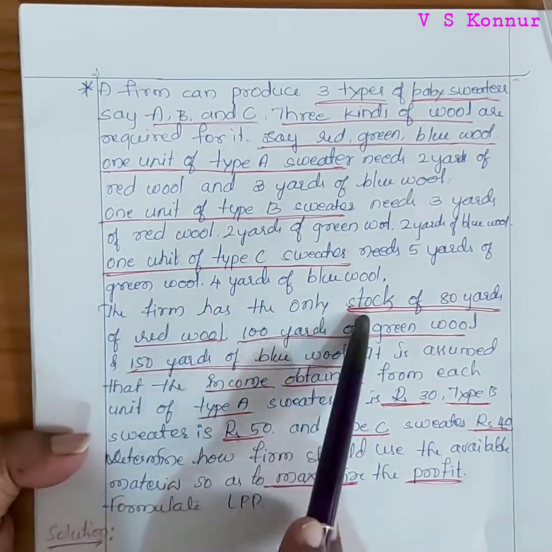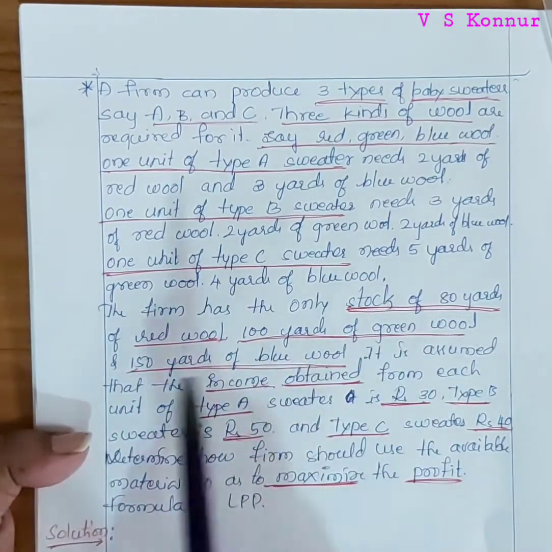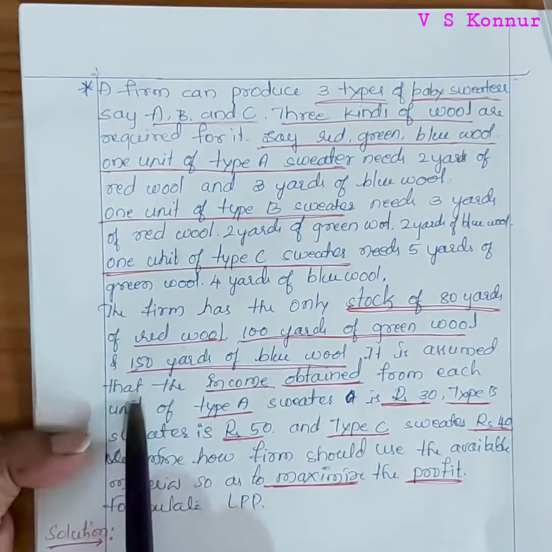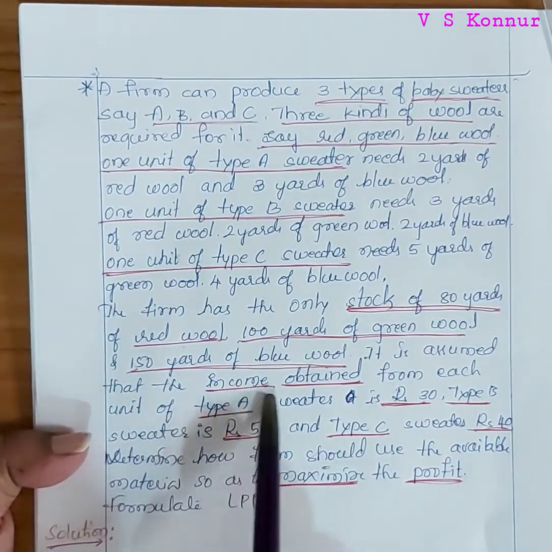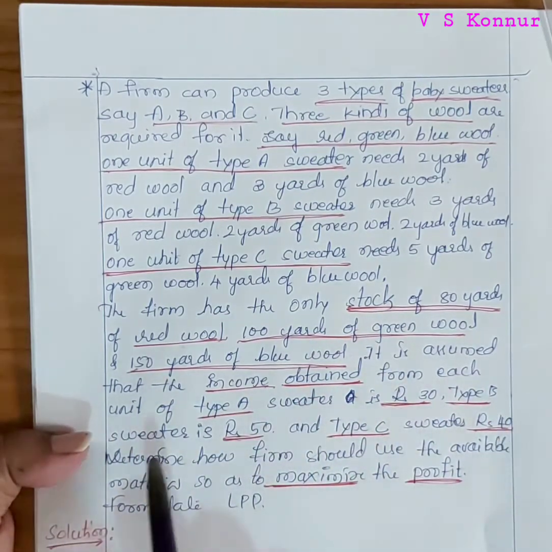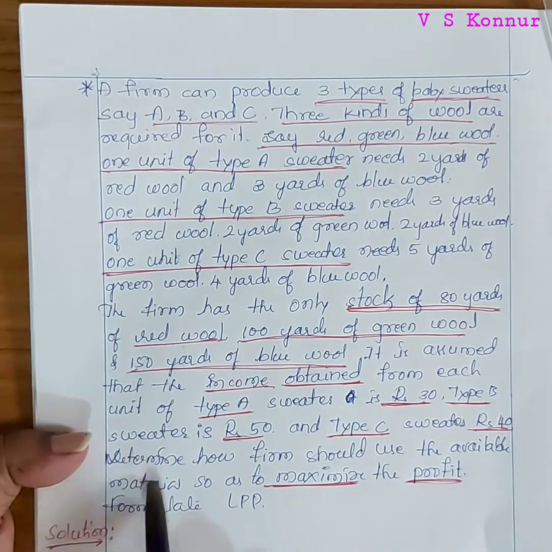The firm has the only stock of 80 yards of red wool, 100 yards of green wool, 150 yards of blue wool. It is assumed that income is there. It is a max type. Income obtained from each unit of type A sweater is rupees 30, type B sweater rupees 50, type C sweater rupees 40. Determine how the firm should use the available material so as to maximize the profit. It is a profit oriented problem.